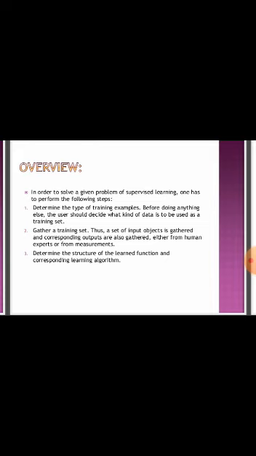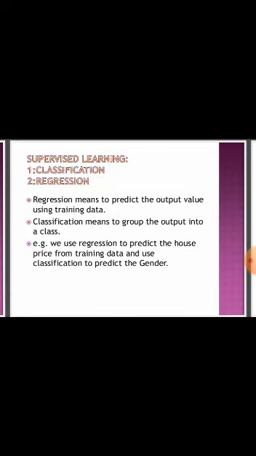Determine the structure of the learned function and the corresponding learning algorithm. Complete the design, run the algorithm on the gathered training set, and evaluate the accuracy of the learned function after parameter adjustment and learning. The performance of the resulting function should be measured on a test set that is separate from the training set. Supervised learning consists of two types: classification and regression.